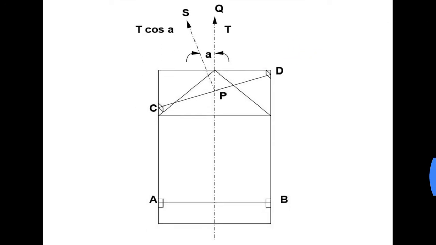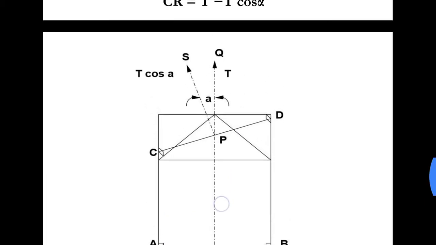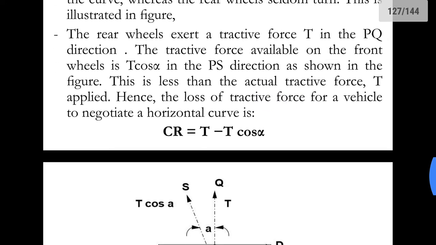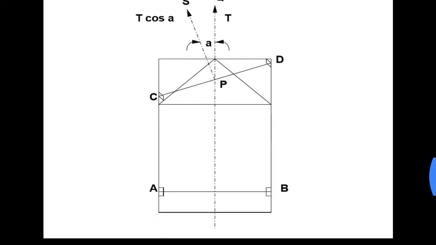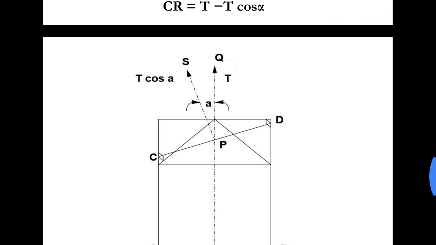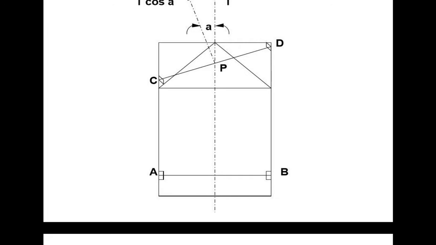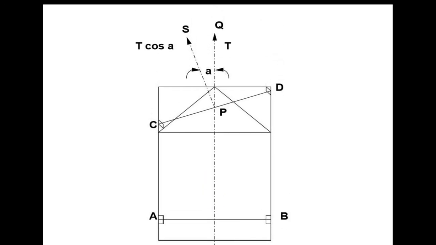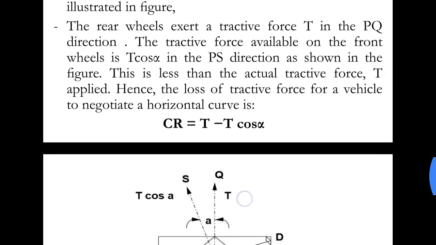This is illustrated in the figure. Here in this figure you can see, this is the front axle and this is the rear axle. Now, the rear wheels exert a tractive force capital T in the PQ direction. The rear wheels are exerting a tractive force or torque. This torque is required in order for the vehicle to move forward. Now that value is T.